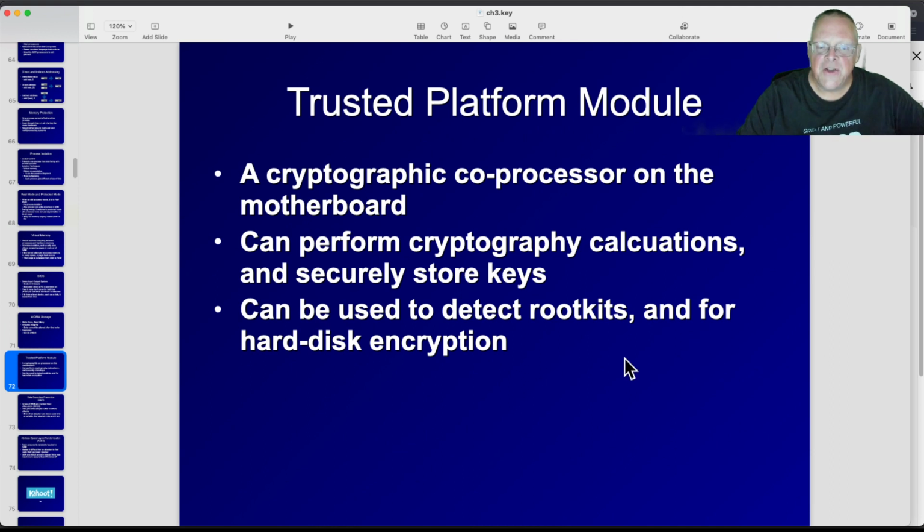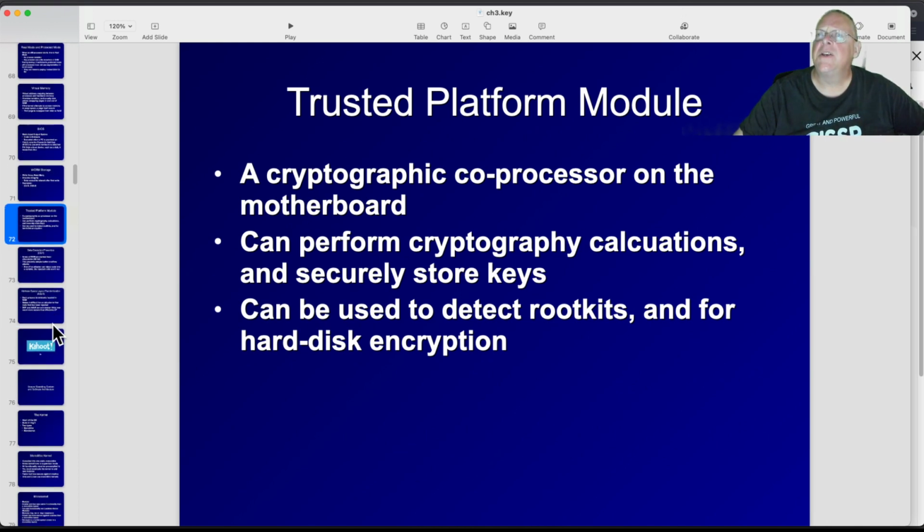This can be used also to verify the integrity of the operating system during boot up and end rootkits. So if anything tries to modify the kernel of the operating system, it will detect that. And it's also used to encrypt the hard disk with Microsoft's hard disk encryption.